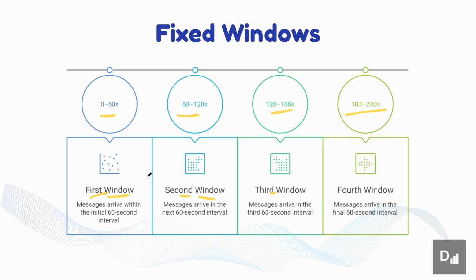Every message goes into one window based on when it arrived. Then we can calculate something for each window, for example, a total or a count. This type of window is called a fixed window. Each window is the same size, one after another, with no overlap. There are other types of windows too, but fixed windows are the easiest place to start. Now let's add this into our code.